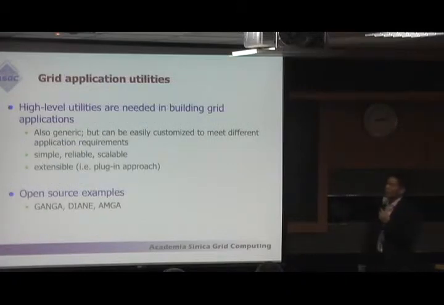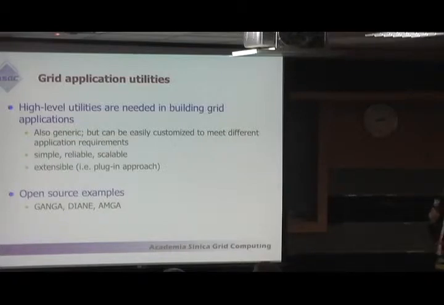Okay, so therefore we need something which is called application utilities. It's something high level, and it's needed for building the grid application. It's still generic, but it should be easily customized to meet different application requirements.